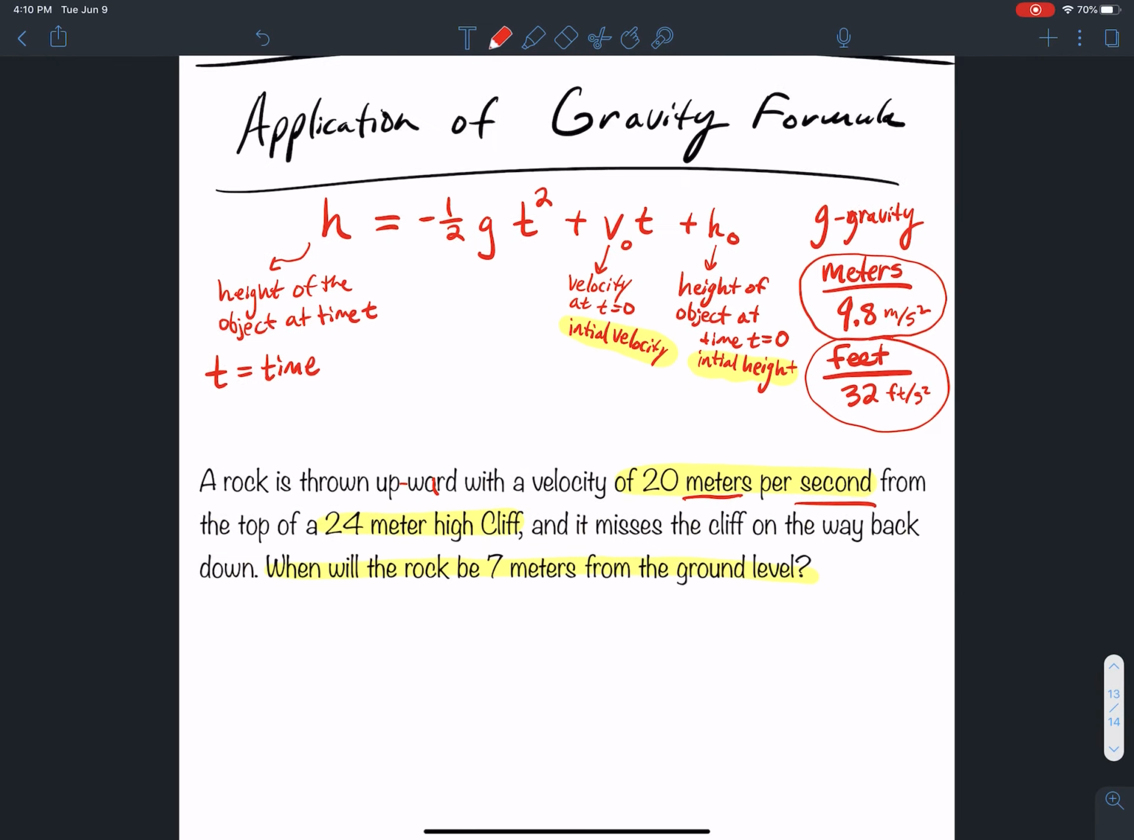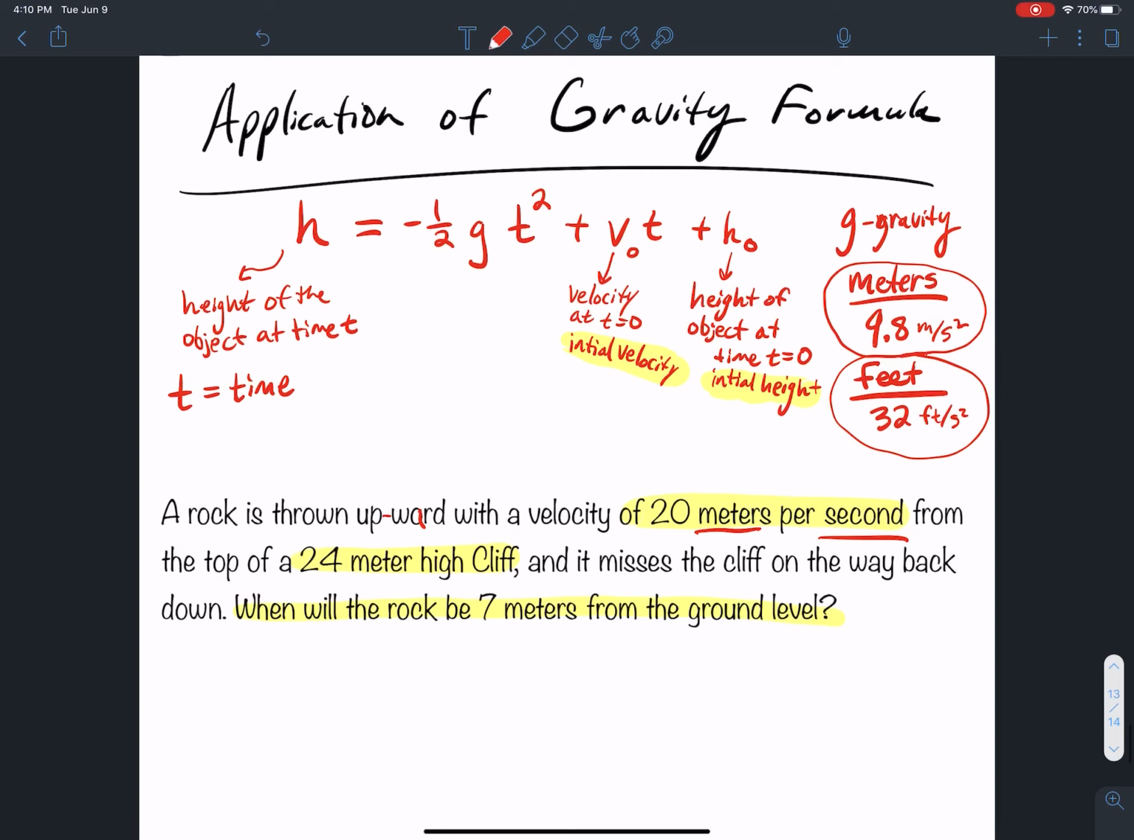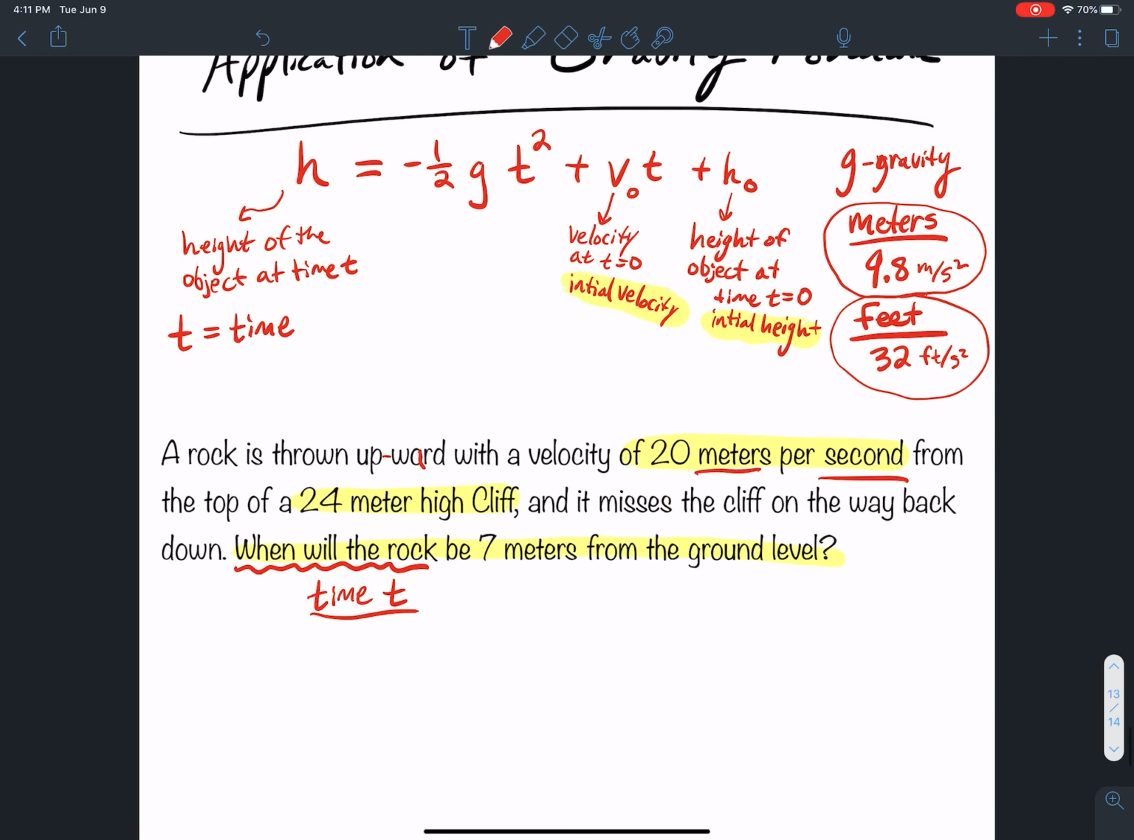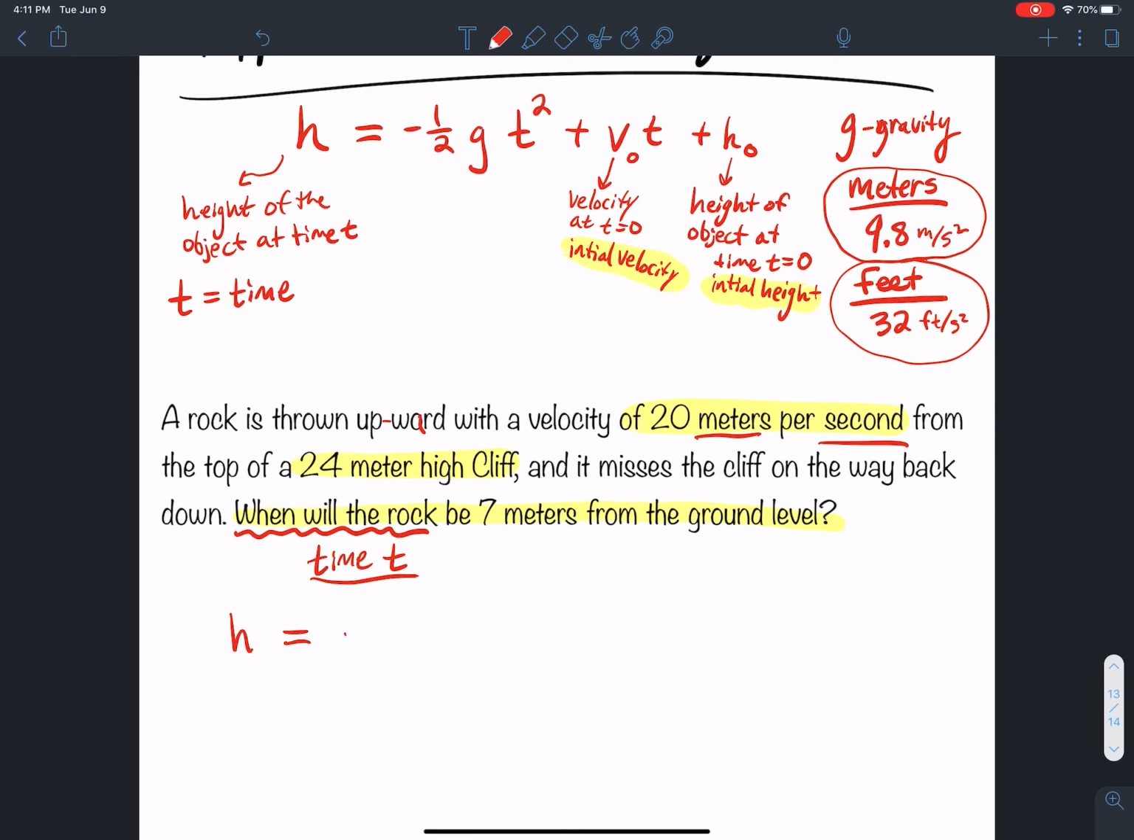All right, so anytime we're working a word problem, we want to look for what the actual question is. If we know what we're looking for, that's going to really help us out in figuring out what in the world it is, okay? So when will the rock be 7 meters? That's when is time. So we're trying to find t, okay? That's what we're looking for is t, okay?